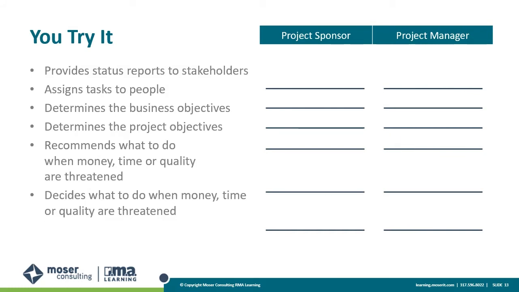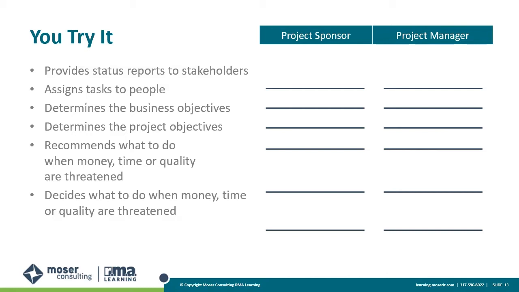Okay, it's quiz time. Pause the recording and see if you understand the 2 different roles of project sponsor and project manager. Provide status reports to stakeholders. That's the project manager. Assigns tasks to people. That's the project manager. Determines the business objectives, or in other words, the goals. Technically, that's the project sponsor, but they'd be talking to the project manager as well. Determines the project objectives. What will we have that we don't have now? That's the project manager again.